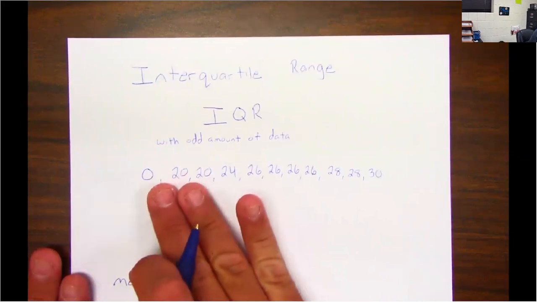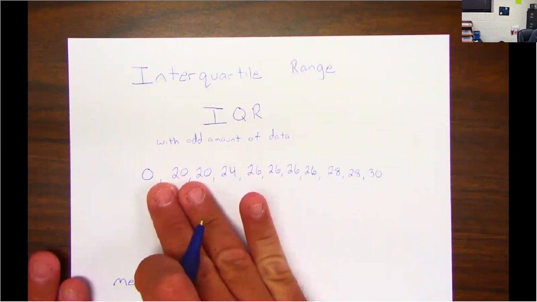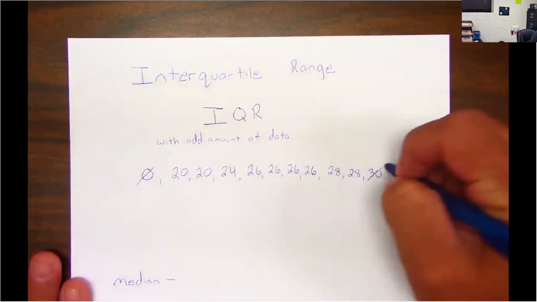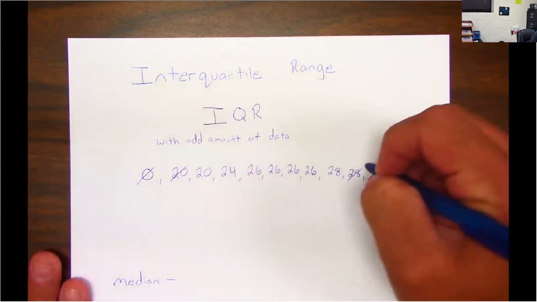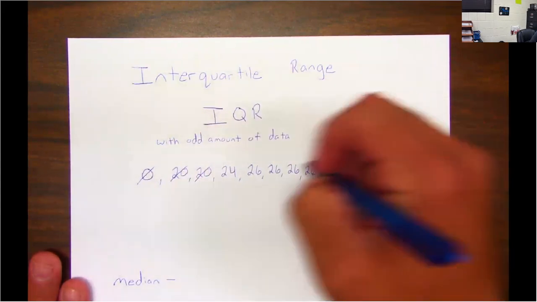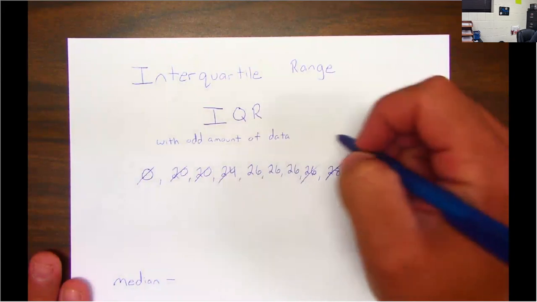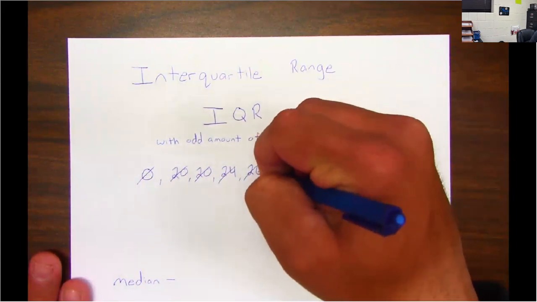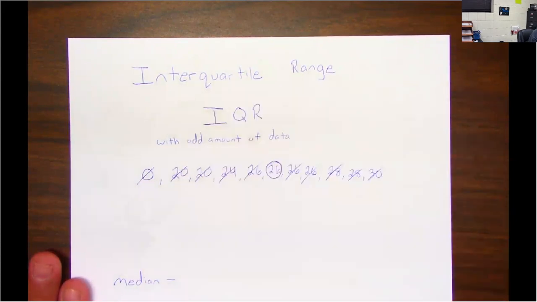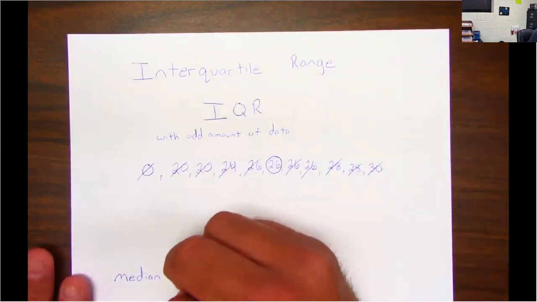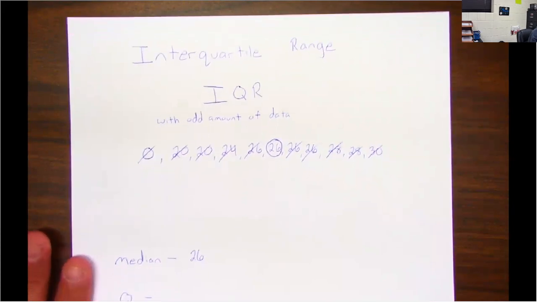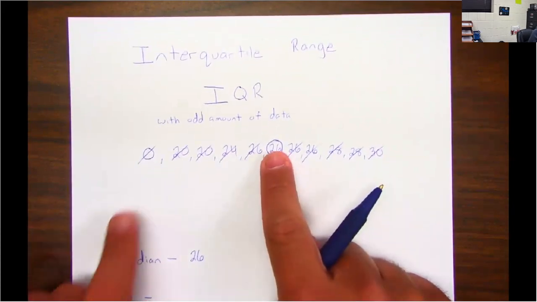First, put the numbers in order from least to greatest, which is already done for you. Now cross one off the front, one off the back, one off the front, one off the back, and so on until I'm left with the middle. I'm going to circle my median. That is my middle number, and it's 26.